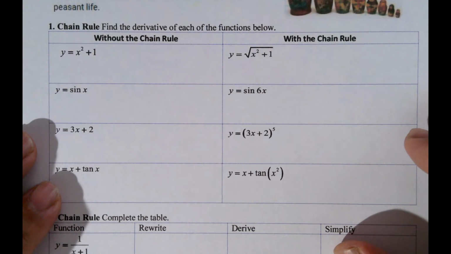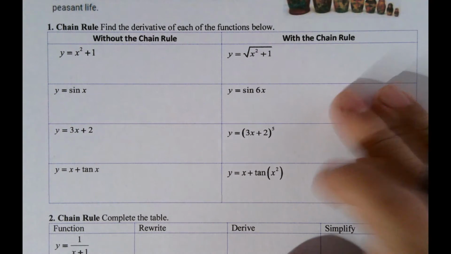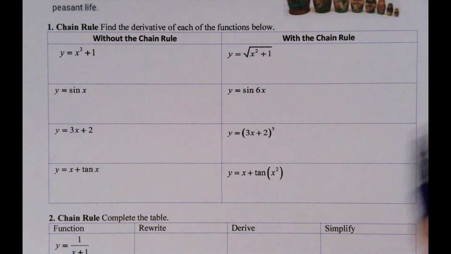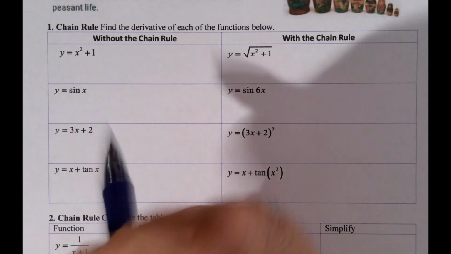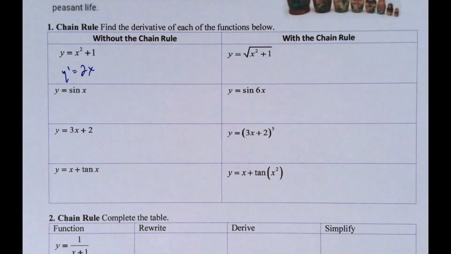So what we're going to do is, on the left side, chain rule is not required. On the right side, chain rule is required. So on the left side, this is pretty straightforward. Y prime, the derivative of x squared is 2x. Derivative of 1 is 0, so that's gone.